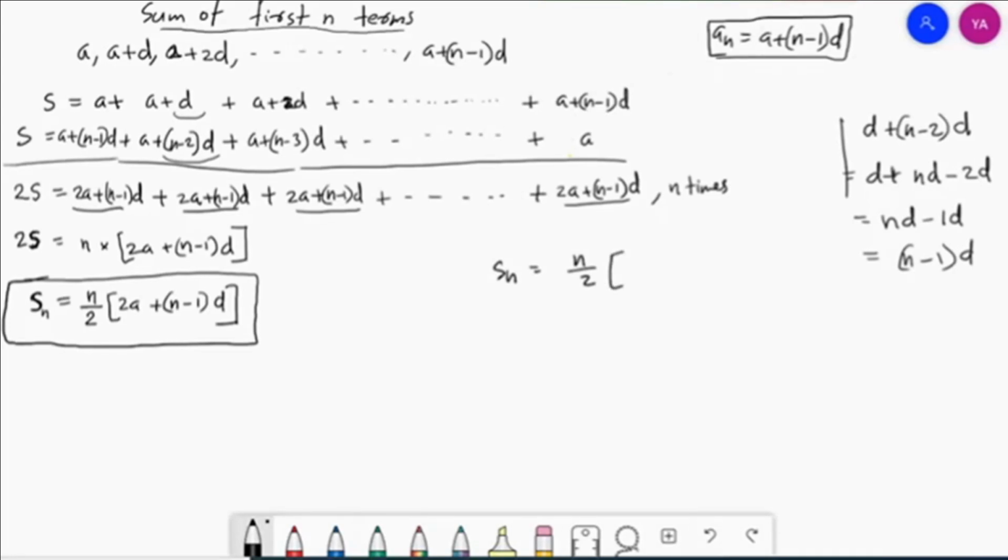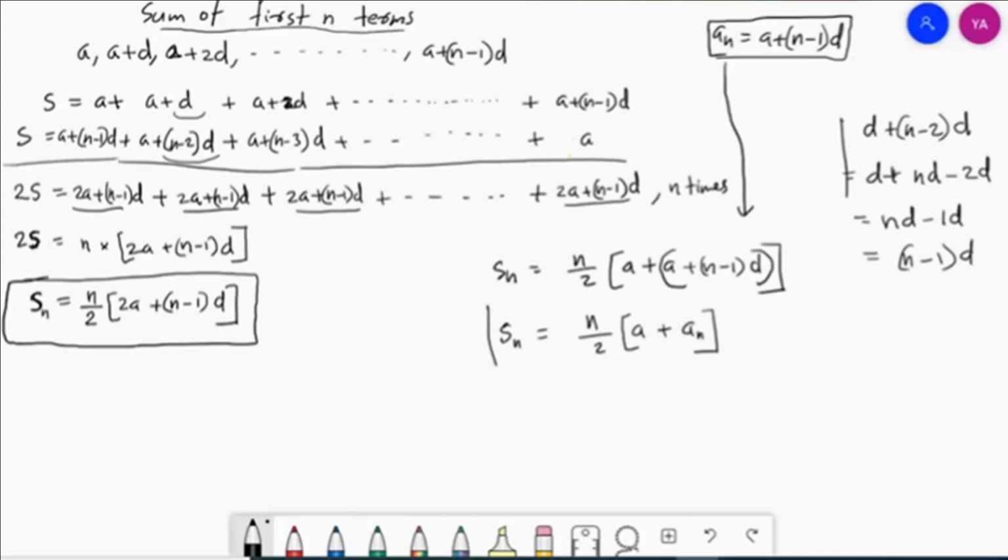So 2 times A, I will write A plus A. A plus A is 2A, right? Then n minus 1 D. Now look here, A plus n minus 1 D makes an, right? Yes. So you can write like this: Sn, the sum of first n terms, is equal to n by 2 into bracket a plus an. So this is another form of the same formula.